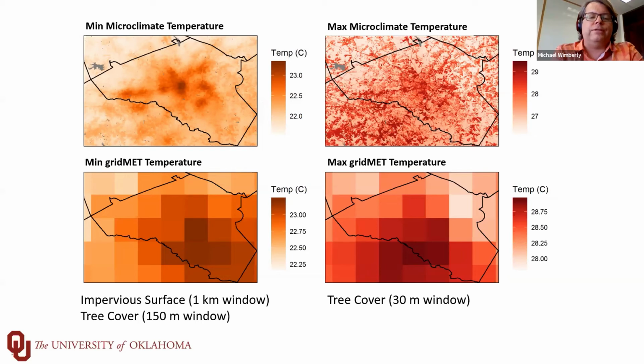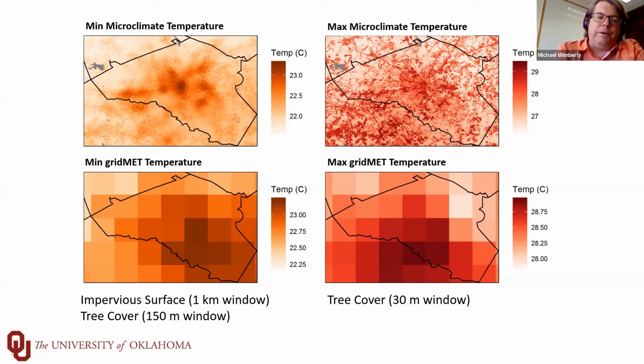So the GridMet data is on the bottom. That is daily meteorological data that we can get, and this is one day of data in July, I believe. When we downscale it, you can see that we start to pick up some land cover related patterns that you just can't see in those coarser gridded data sets.